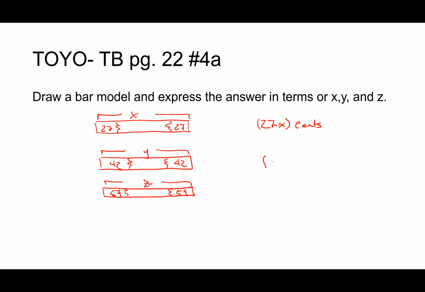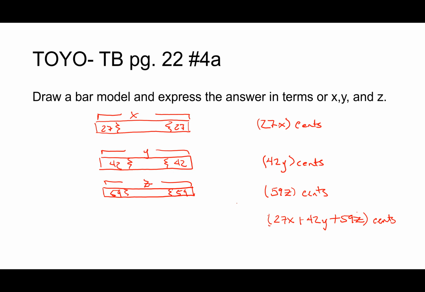How about the Y, the 42-cent stamps? How much are those worth altogether? 42Y. Yes, great. And how about the 59-cent stamps? How much are those worth? 59Z cents. Good. Okay, and then for my algebraic expression to show how much everything is worth altogether: 27X plus 42Y plus 59Z cents.